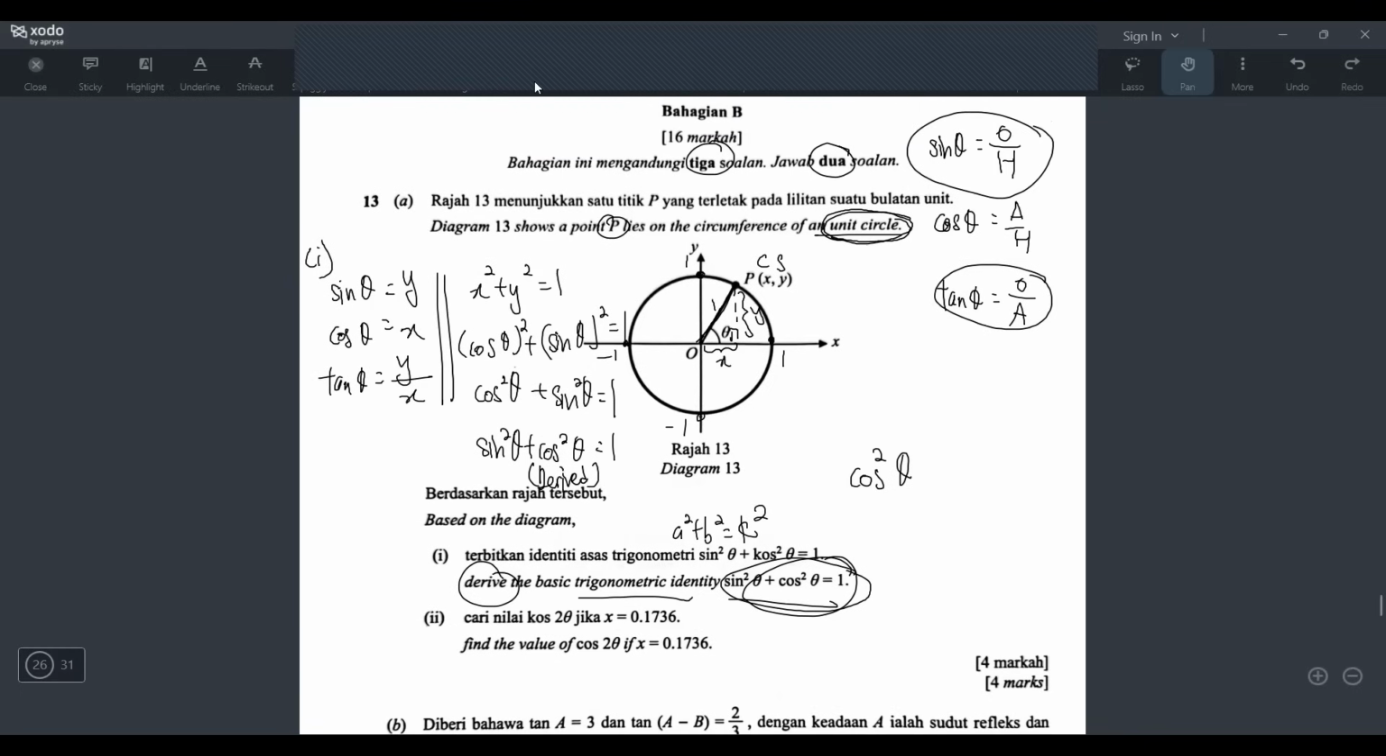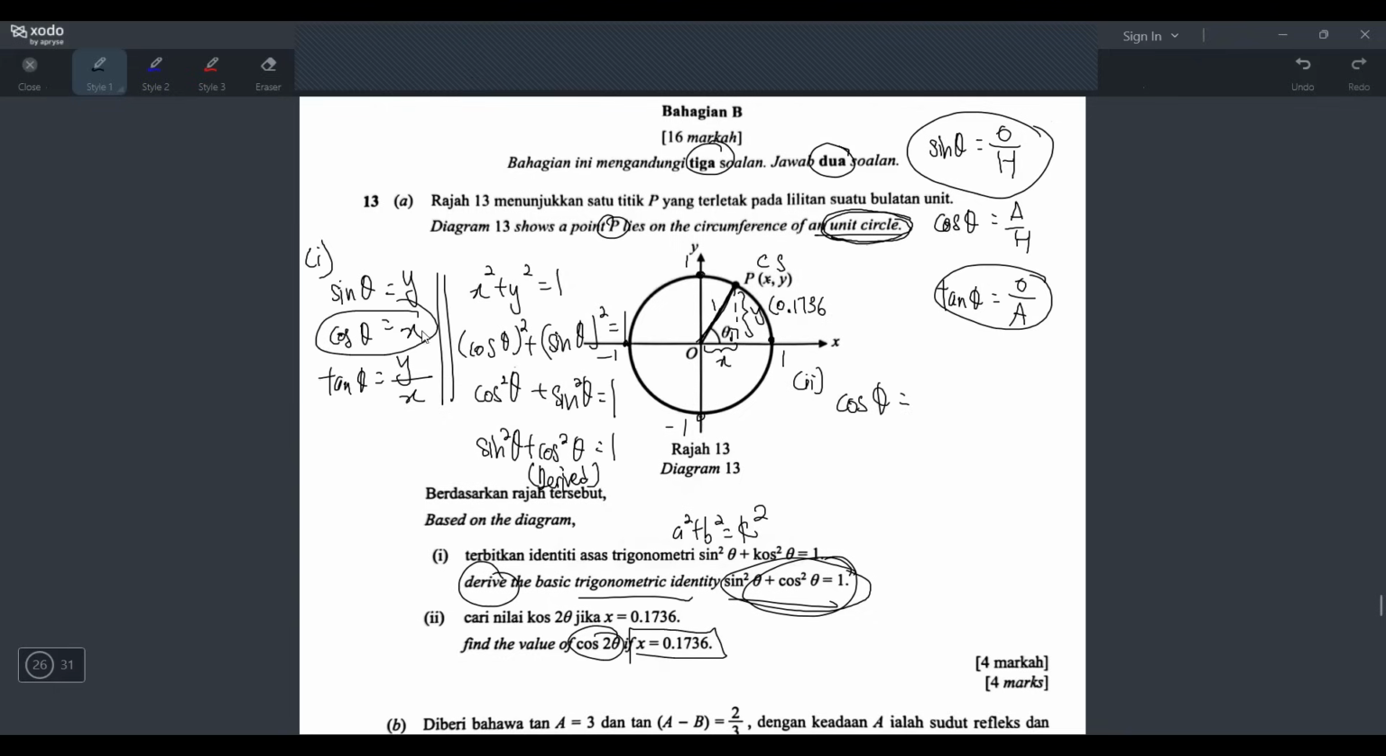So let's continue with question number 2. Okay, so I will do it here. Question number 2: find the value of cos 2 theta if x equals 0.1736. If x is 0.1736, it means the x coordinate is 0.1736. Because the x coordinate will give you the cos theta answer, cos theta is x, right? So it means cos theta is 0.1736. But I want to find the value of cos 2 theta. So how can we find the value of cos 2 theta?